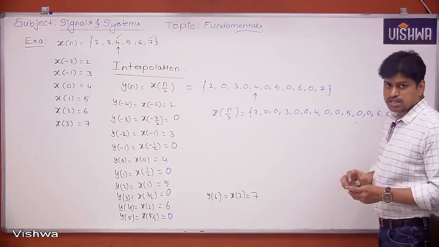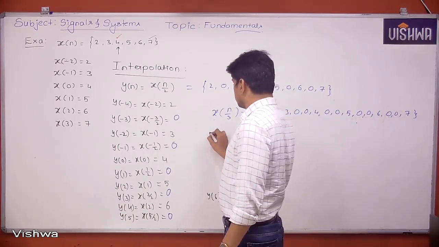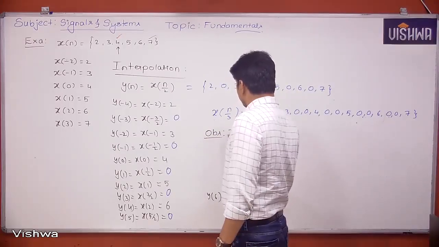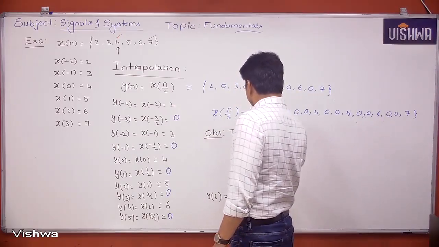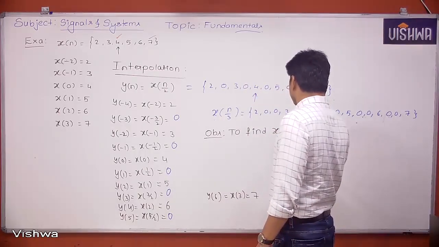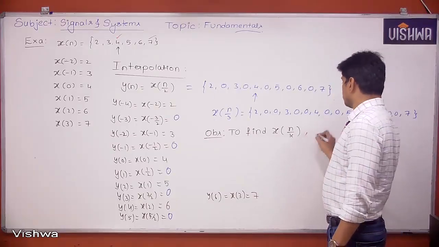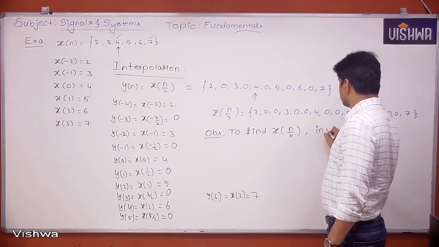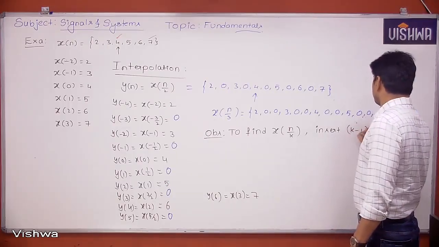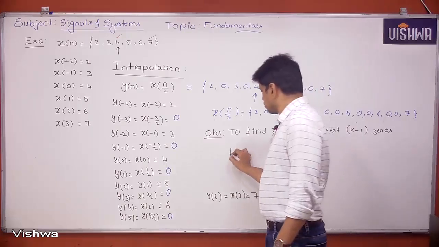So in simple words, what do we have to do? Observation: to find x of n by k, insert k minus 1 zeros between the samples.